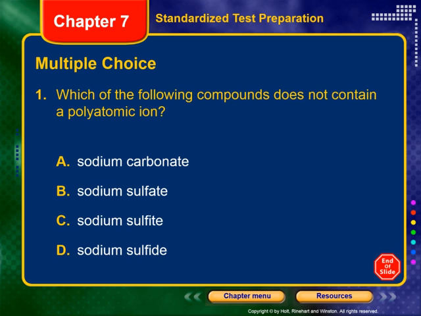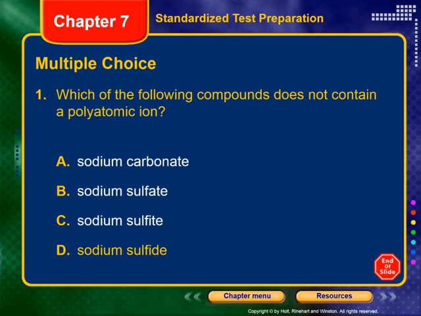Which of the following compounds does not contain a polyatomic ion? Sodium carbonate, sodium sulfate, sodium sulfite, remember referring to one fewer oxygen than the -ate, or sodium sulfide. Press pause now.